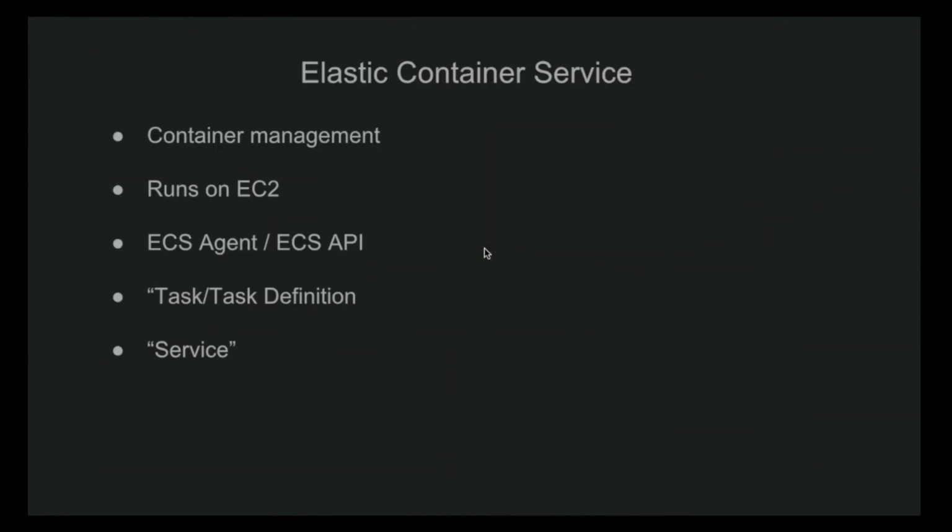So okay, first we're going to talk about what Elastic Container Service is. It's basically a container management service that runs on top of AWS EC2. So you could call it container orchestration. It doesn't do all of the cool flashy things that some of the more robust orchestration services do, like Kubernetes or Mesos or something like that. But it does a pretty good job for what it is.